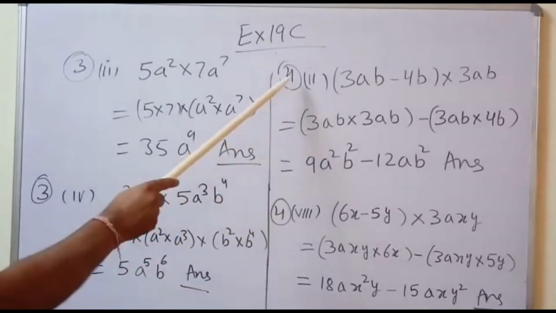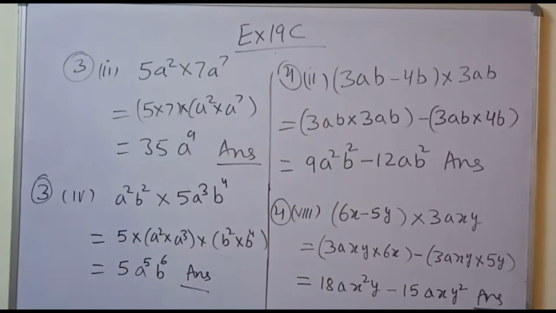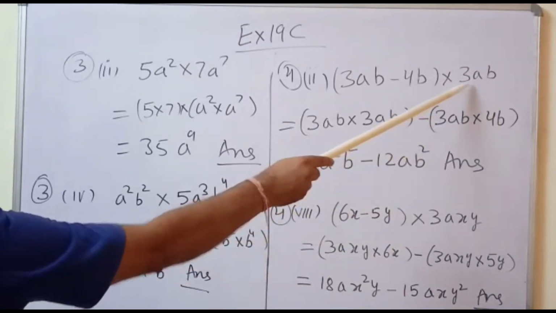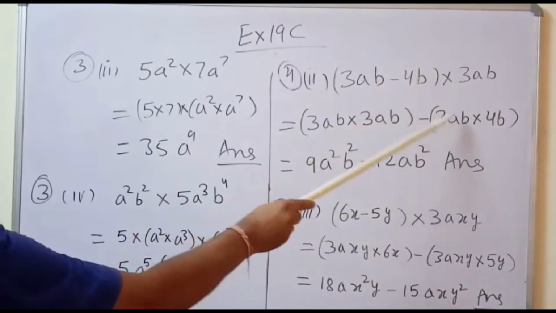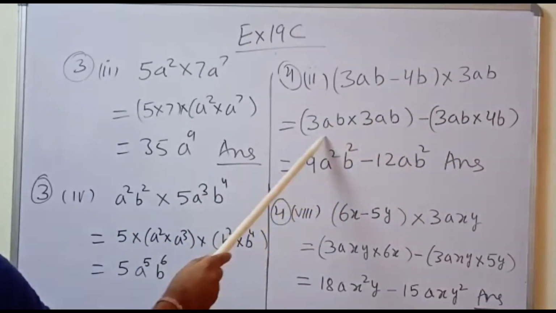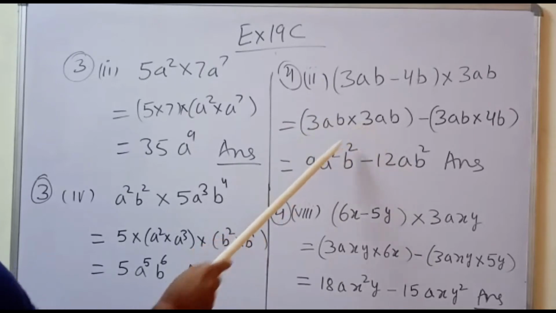Now I am taking question number 4, second part. Here we are having binomial by monomial. So now we will multiply the monomial 3ab to the first term of the binomial and 3ab to the second term of the binomial. Write in that manner. Multiply together, constant to constant, 3 3 is 9.